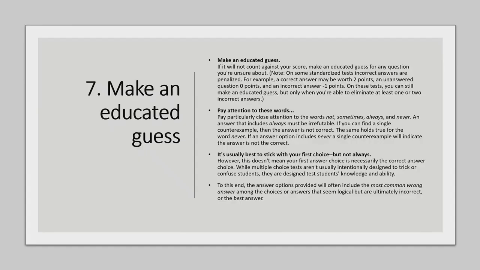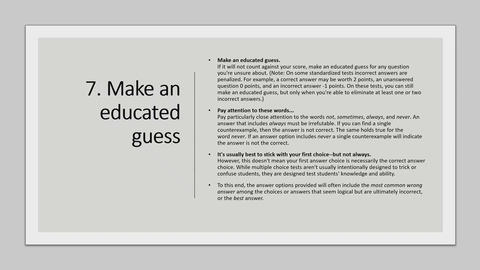The final strategy is making an educated guess. Now, you'll only make an educated guess after you have attempted all the other strategies, right? And after you have eliminated your options. If it will not count against your score, make an educated guess for any question you are unsure about.